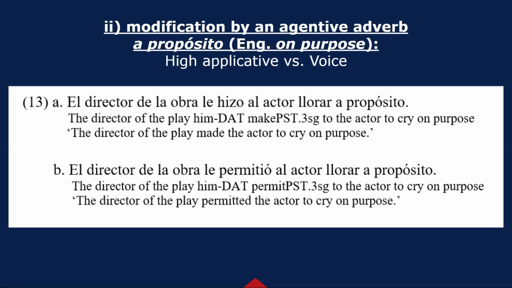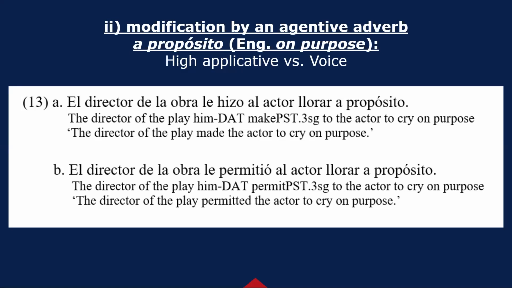Therefore, it introduces one external argument, not an agentive argument. As a result, an agentive adverb can show whether a structure includes a voice phrase or not. As we can see in example number 13, the agentive adverb a propósito, in English on purpose, can modify the causer, el director, and also the causee, el actor, while the agentive adverb in 13B modifies only the principal subject, in this case, el director de la obra.